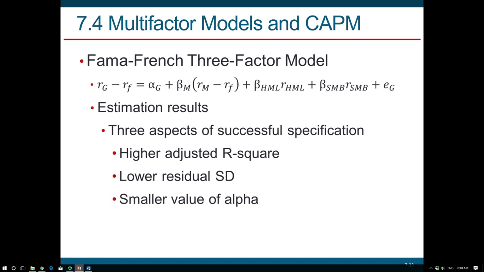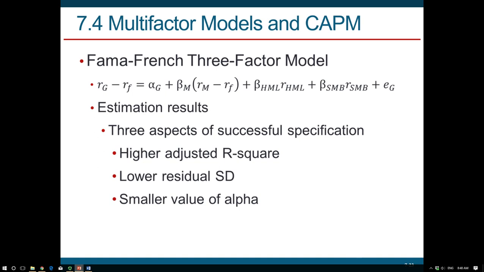Based on this CAPM model. This CAPM model says only market risk determines stock return, but we have two anomalies. One anomaly is that the firm size has very strong explaining power on stock return, as well as this book-to-market ratio.